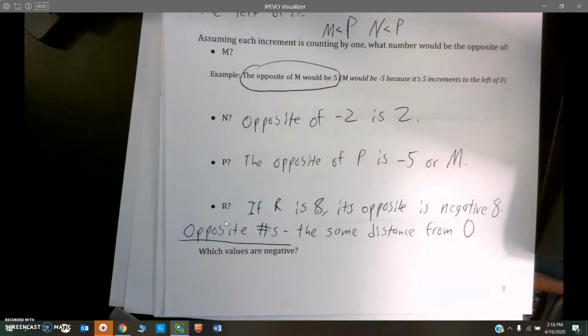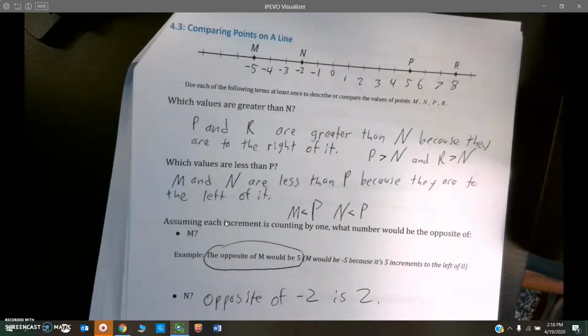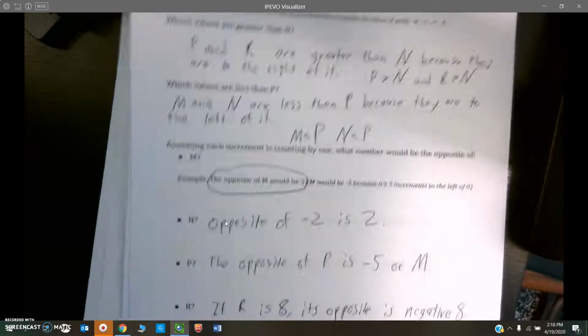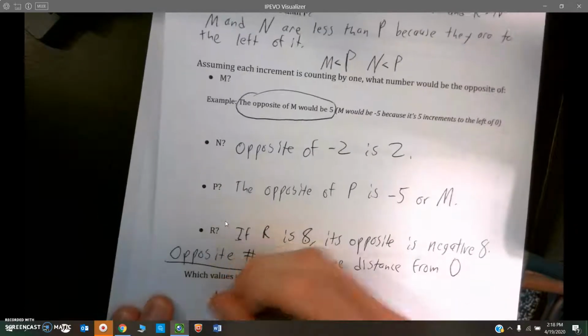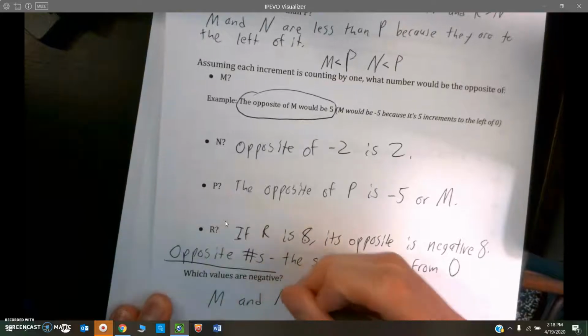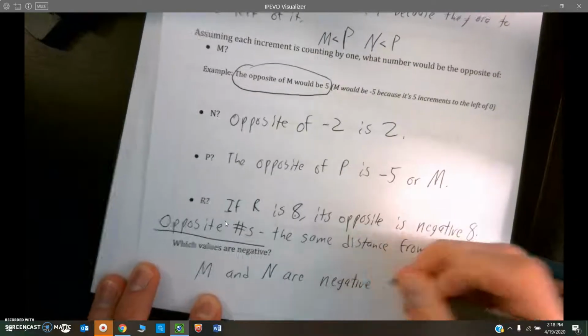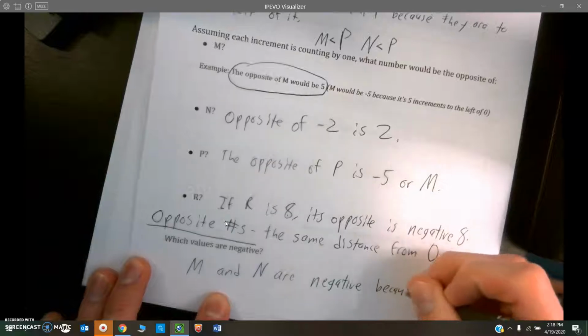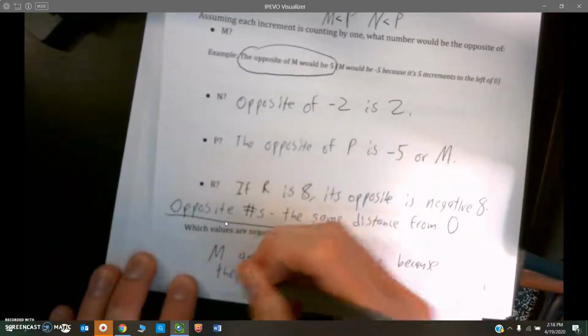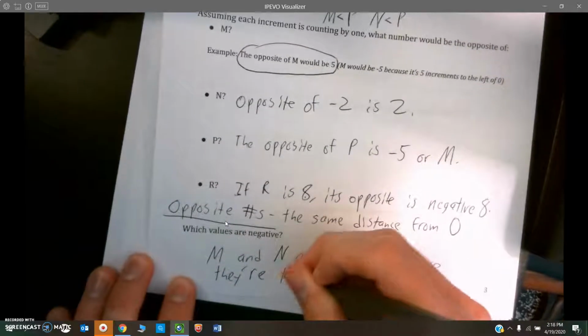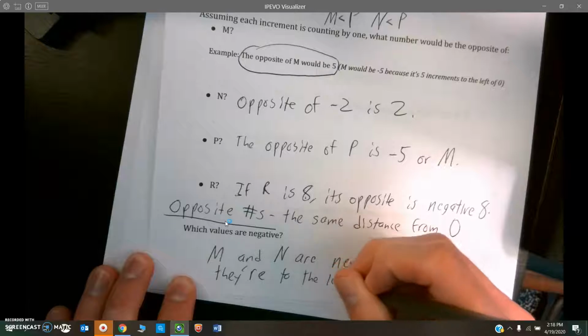And which values here are negative? Pretty easy. Anything to the left of 0 is negative. So M and N are negative because they're to the left of 0.